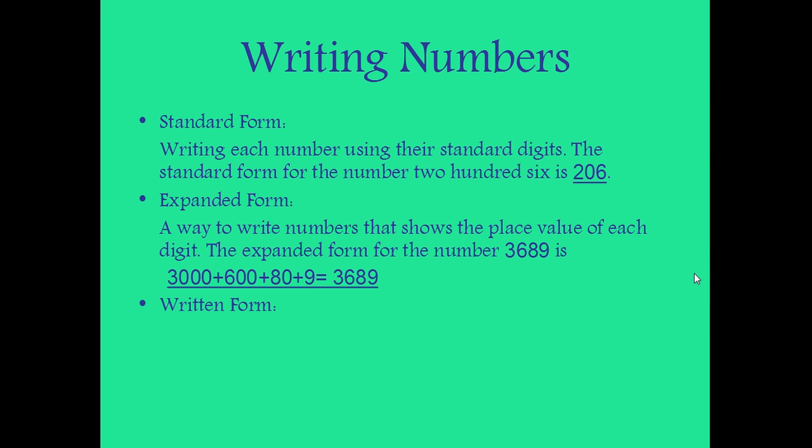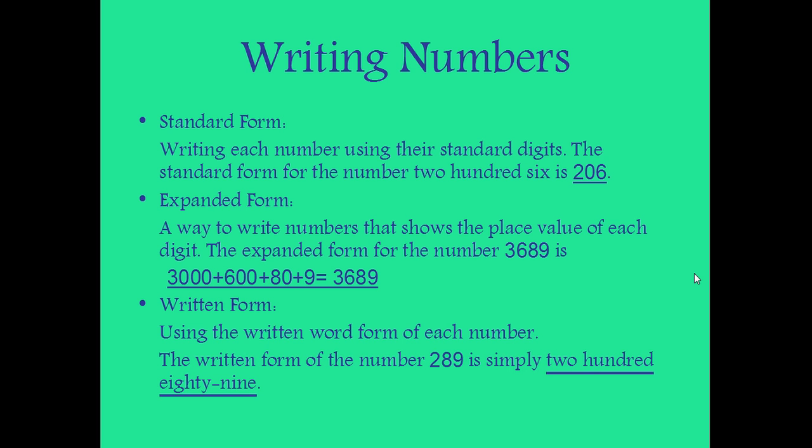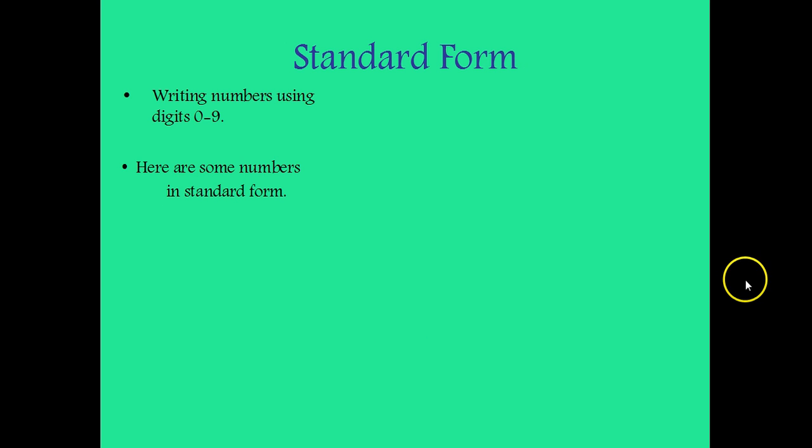And then written form. Written form is just like it sounds. It is using the written word form of each number. So the written form of the number 289 is simply 289.